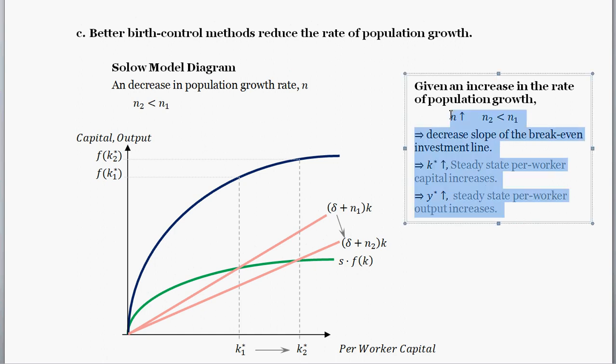So to summarize again, given the increase in population growth, N has gone up. N going up decreases the slope of that break-even investment line. And that implies that per worker capital, the intersection of investment and the break-even investment line, increases, which then implies that output per worker increases in the steady state.